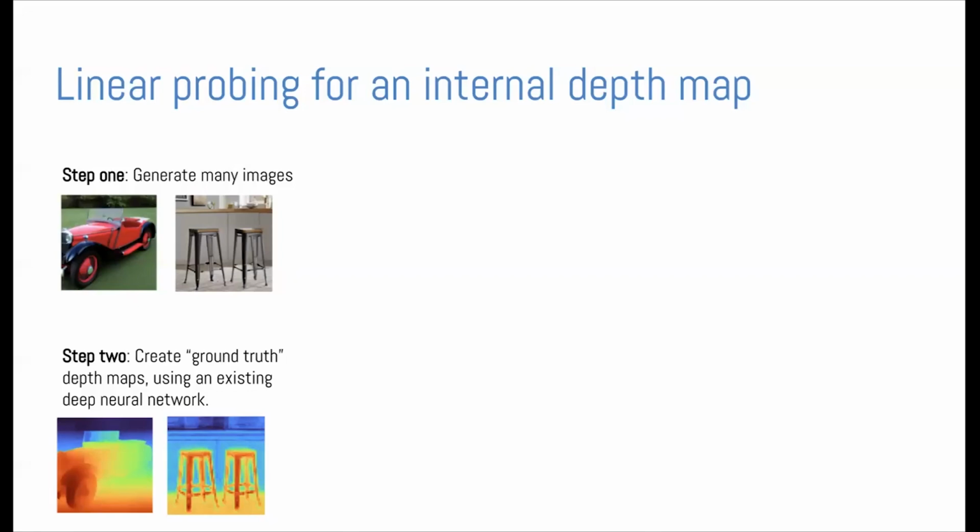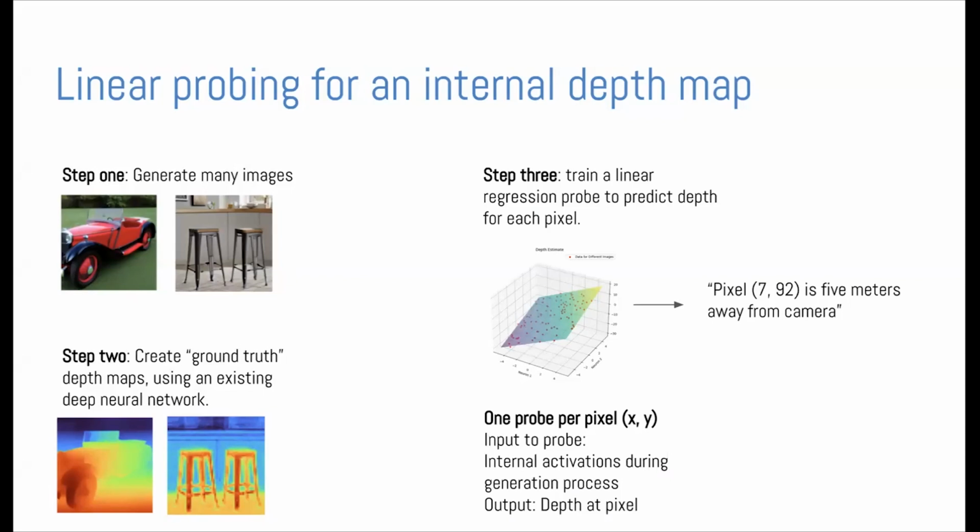Then, these are synthetic images, so there is no real ground truth about what the 3D-ness of them is. However, there are existing systems that will look at a scene and create a depth map for you, and they're fairly reliable at this point. So we created these ground truth depth maps. Ground truth is a funny word, but we do have something to run our probe against. The third step is we train a regression probe on internal activations of the network to predict the depth for each pixel. So this is a lot of probes, one probe per pixel in the output. We trained it to do this, and it turns out it does pretty well.